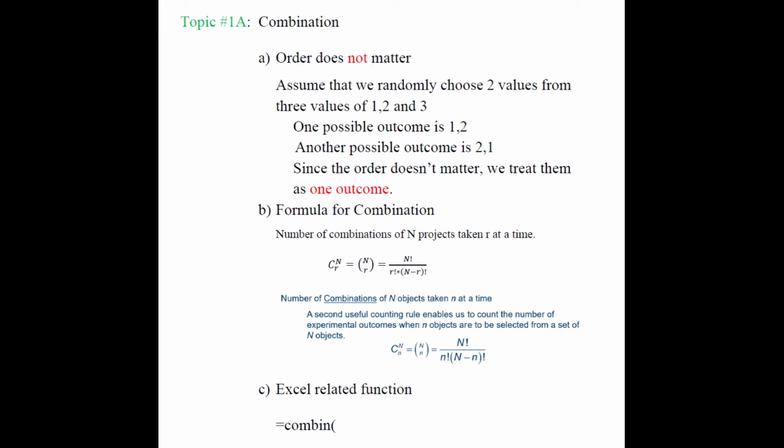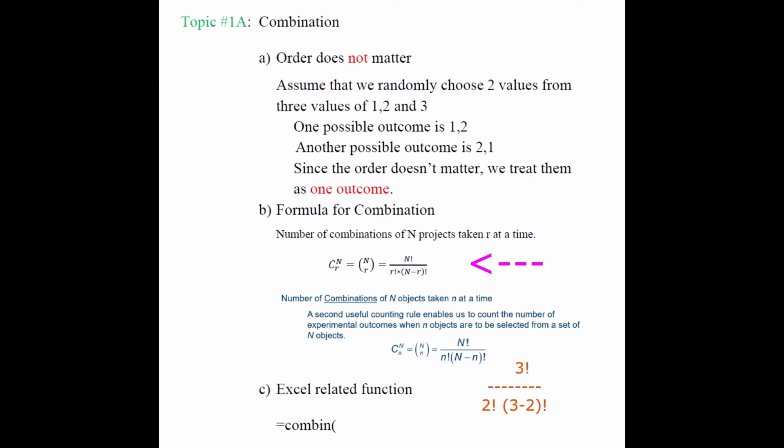Topic number 1A, combination. For the combination, order does not matter. Okay. Assume we randomly choose 2 values from 3 values of 1, 2, and 3. One possible outcome is 1 and 2. Another possible outcome is 2 and 1. Because they have the same set of values, we treat them as one outcome.